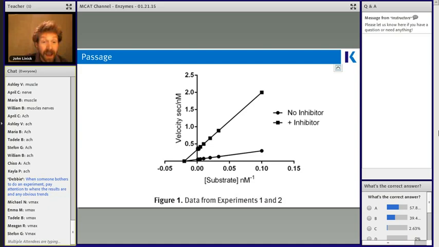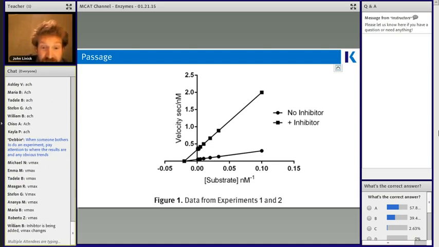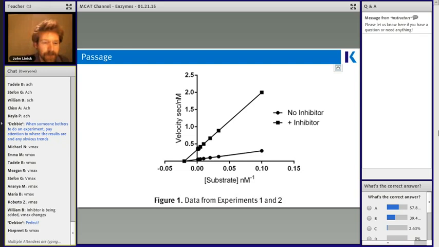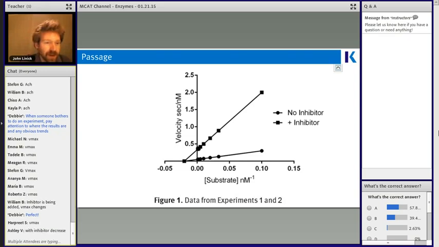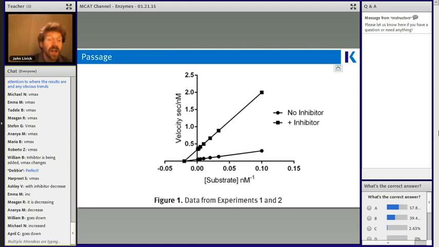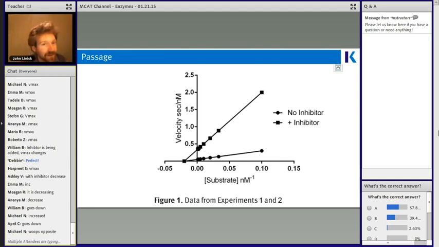Nice, Vmax, exactly. And with this inhibitor, what's happening to your Vmax? With the inhibitor, you got it. The Vmax is going down. It's decreasing. So note, remember, this is a Lineweaver-Burk graph, right? So of course, it's the inverse of everything that we talked about.